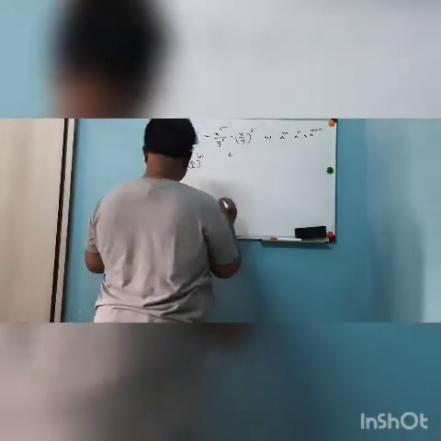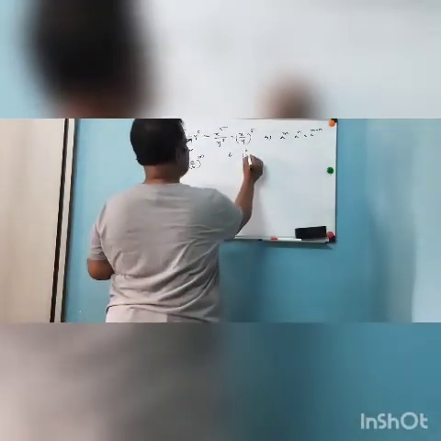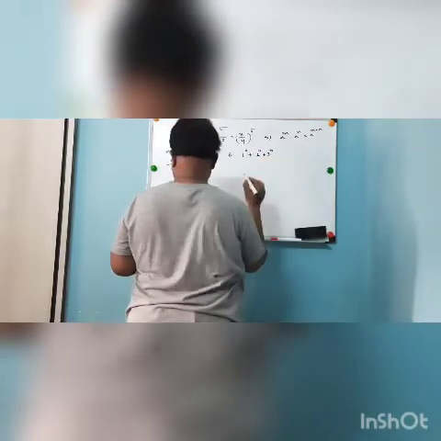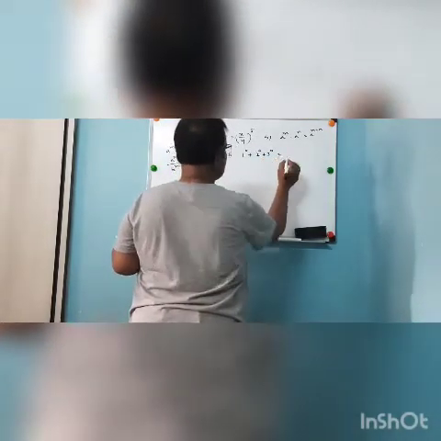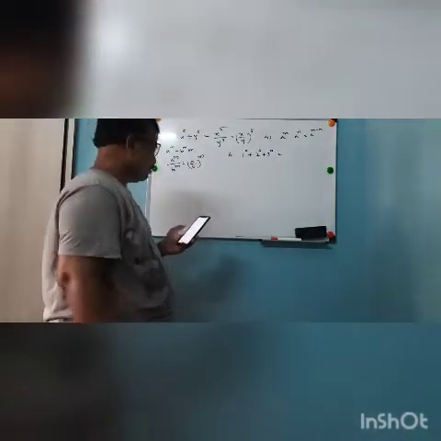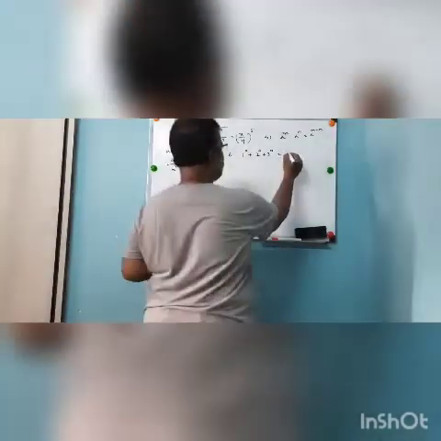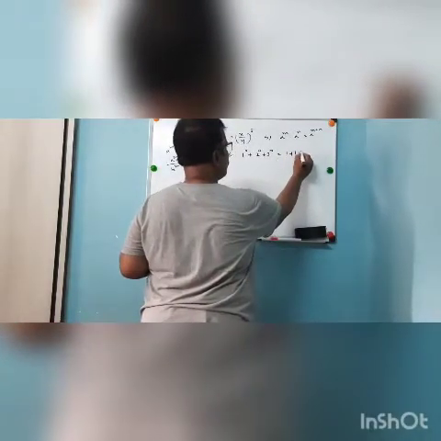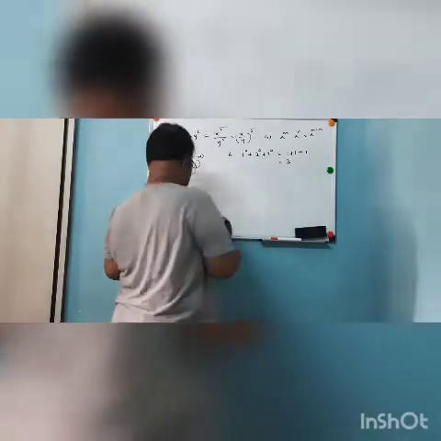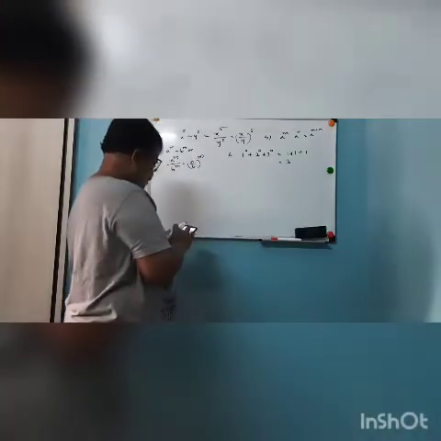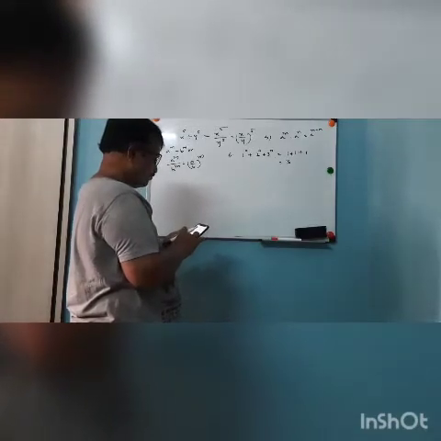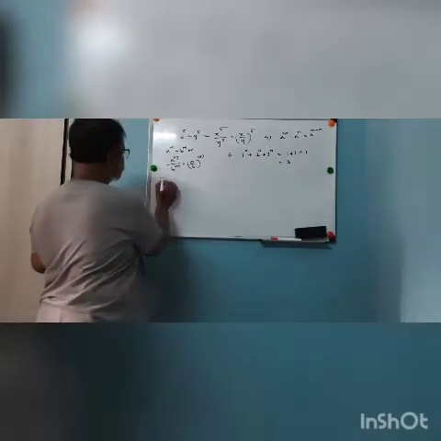1 power 0 plus 2 power 0 plus 3 power 0 is equal to. As we know, anything power 0 is equal to 1. That means 1 power 0 is 1, 2 power 0 is 1, 3 power 0 is 1. 1 plus 1 plus 1 is 3. So the sixth question's answer is the third option.